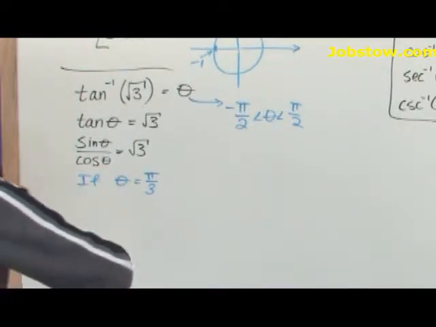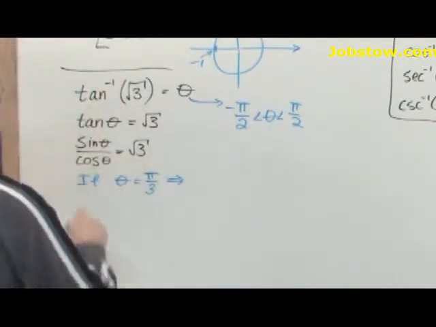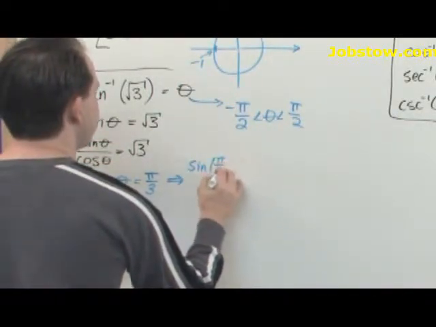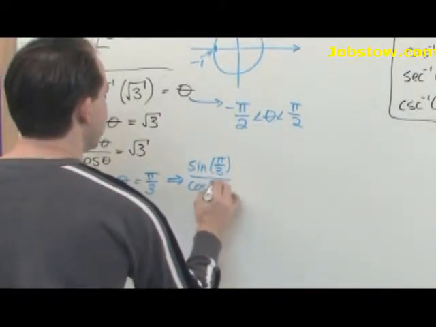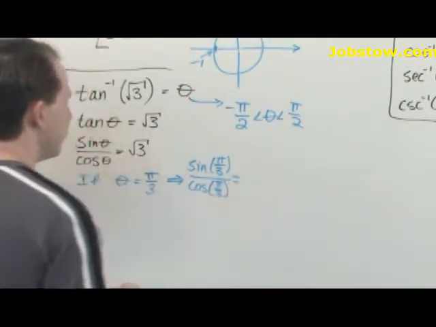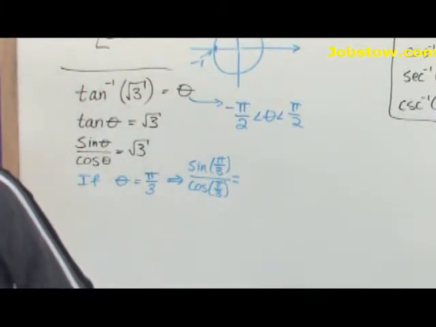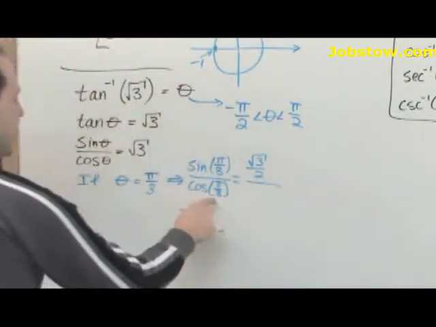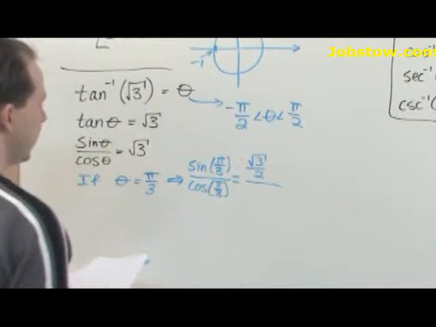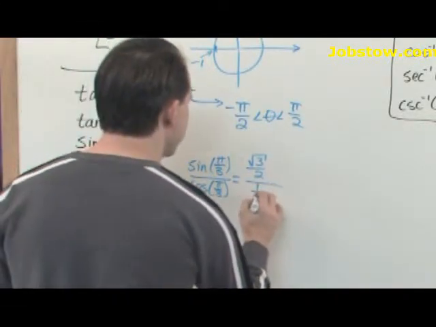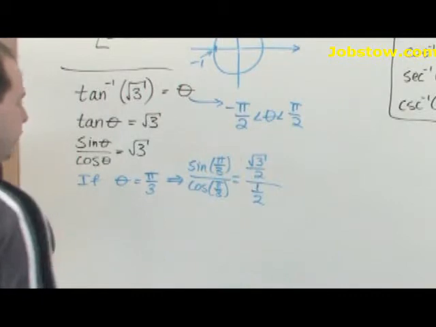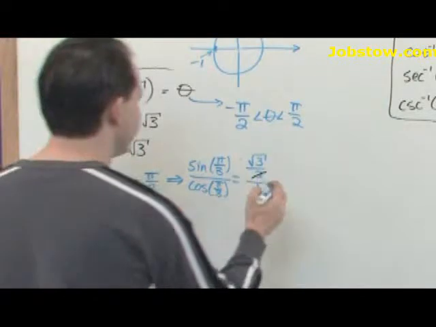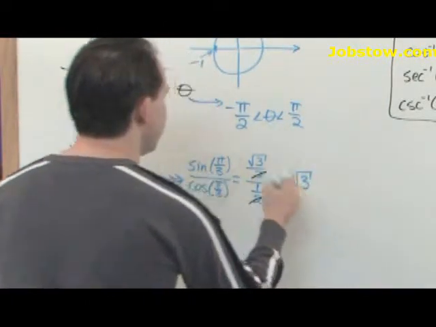If I choose pi over 3 as my angle, then what happens if I take the sine and the cosine? I have sine of pi over 3, and I'll have cosine of pi over 3. And what is this going to equal? Well, the sine of pi over 3 is like the sine of 60 degrees, so that's the square root of 3 over 2. And the cosine of pi over 3 is the same as the cosine of 60 degrees, which is 1/2. Okay? And so you have square root of 3 over 2 over 1/2, and these 2's can just cancel with each other because they're both in the denominator. So what you're going to have here is the square root of 3. So we got the right answer.